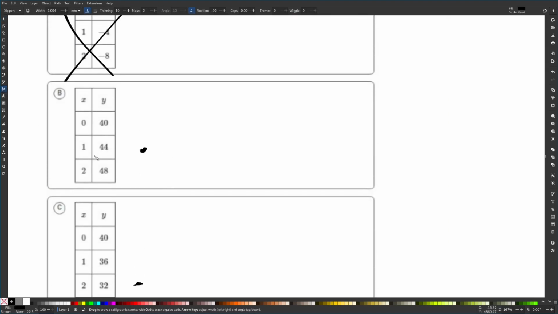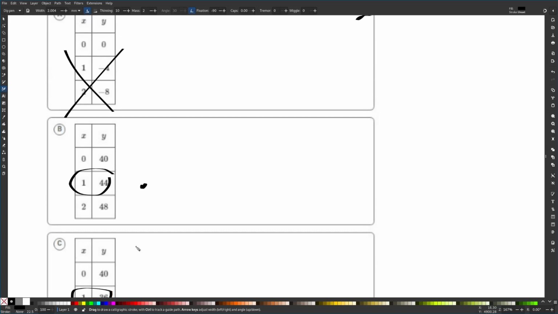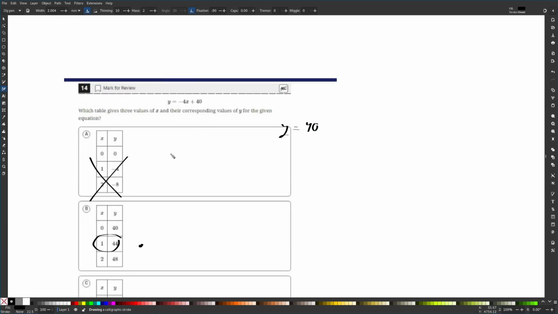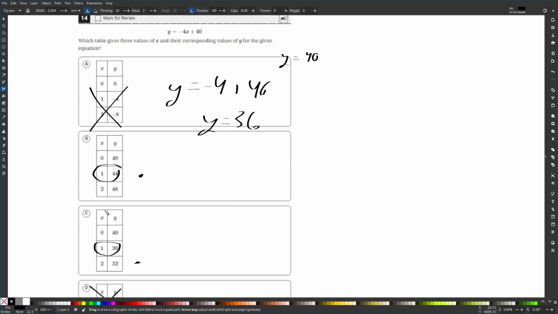Okay. And let's see the way to boil it down. This one says at x equals 1, you get 44. This one says at x equals 1, you get 36. So let's plug in 1 to see which one it really is. So y is equal to -4 times 1, which is -4, plus 40. And you get y is equal to 36. 40 minus 4. So the answer choice is C.